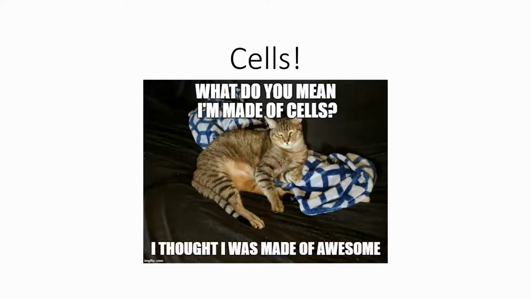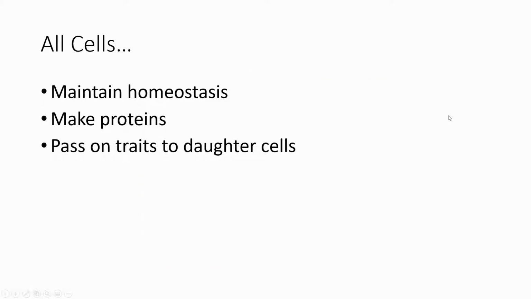So we're going to be talking about cells, more specifically the parts of cells. But first, let's do a little general information about cells. All cells do the following functions. They maintain homeostasis, they make proteins, and then they have to be able to pass on traits to the cells that they then give rise to. Note, when we're talking about the products or the offspring of a cell, we call them daughter cells. Yes, it's slightly sexist. I don't know why.